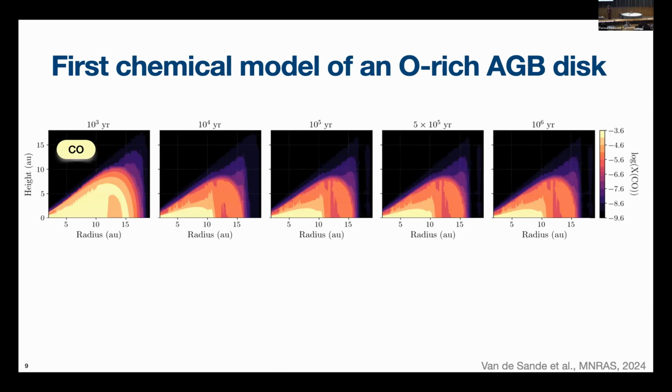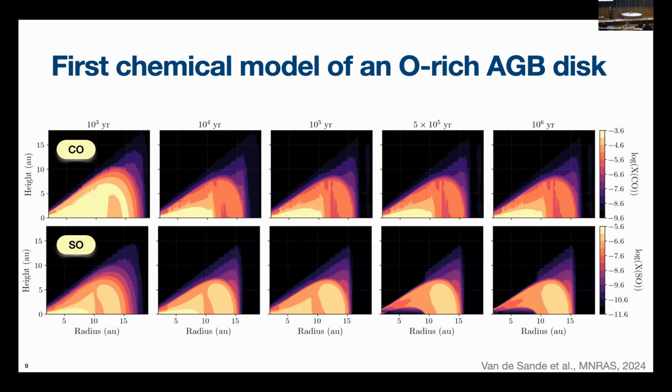And here you have the evolution of CO over time. So we have output after 1,000 years, 10,000, 100,000, 500,000, and then finally 1,000,000 years. We have the abundance of CO, and it shrinks a bit in size because of photodissociation, but it still looks very much like a disk, which is great. And it also looks quite a lot like the observation. So yay, sanity check.